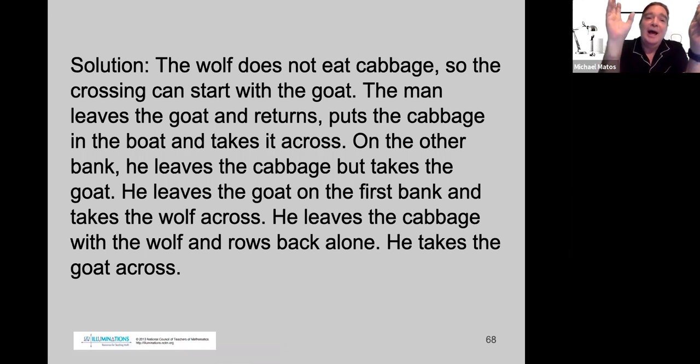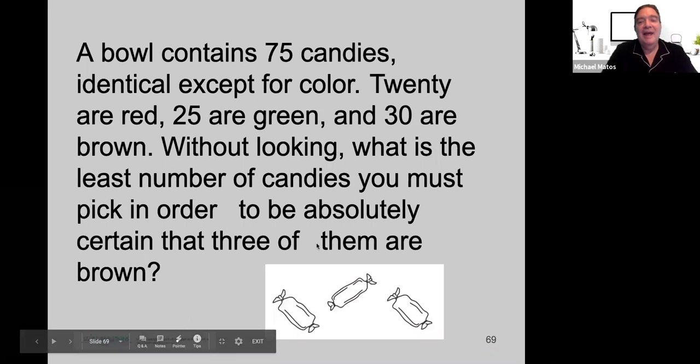So on the other bank, he leaves the cabbage but takes the goat. He leaves the goat on the first bank and takes the wolf across. He leaves the cabbage with the wolf and rows back alone, and then he takes the goat across. The whole idea was arranging it so the goat is not alone with the cabbage or alone with the wolf, because obviously of the consequences that we mentioned. So a lot of thinking, and someone actually even put the answer on there, or their idea of it. And then we can go to some others.